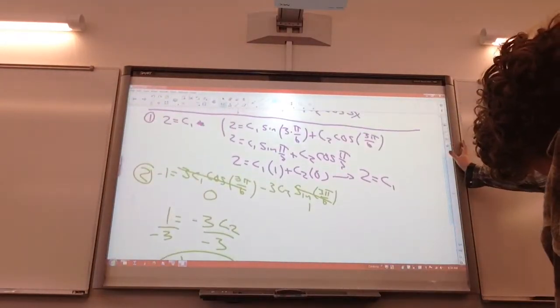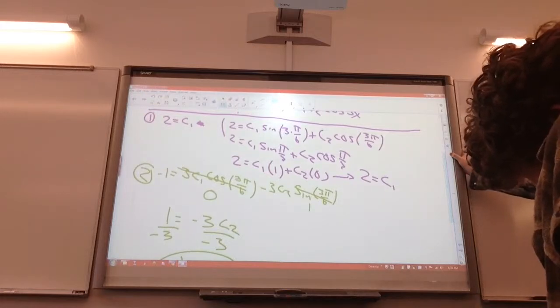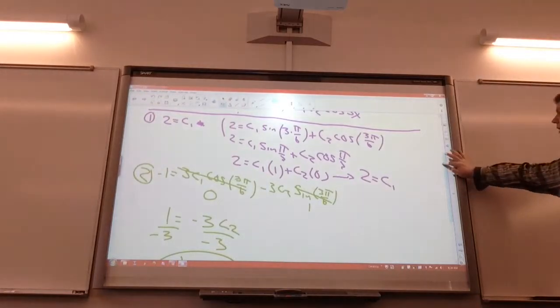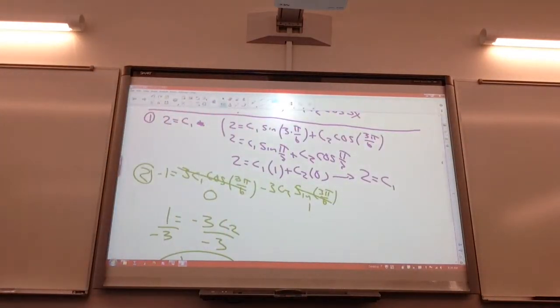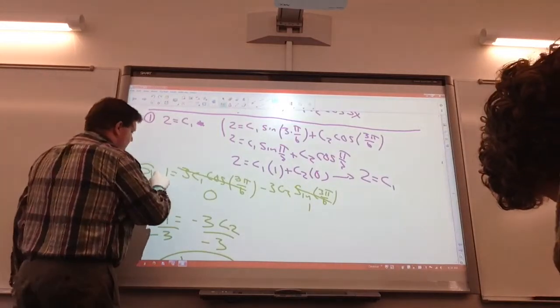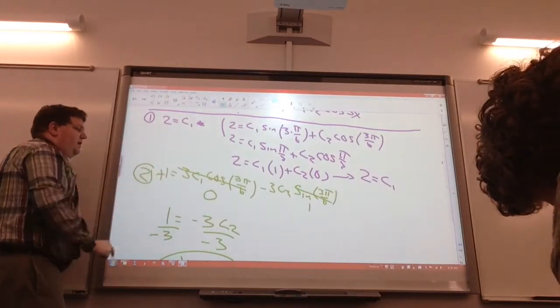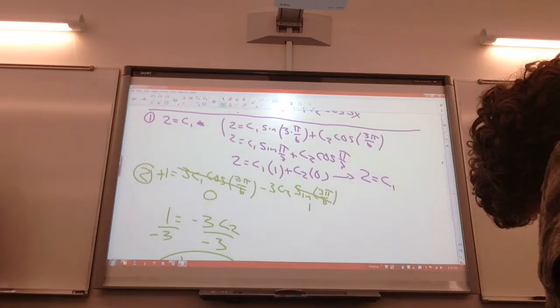Where'd you get the minus 1 over there? All the way on the left. Oh, I think I added a minus sign in it when there wasn't one. Yeah, it was this minus sign right here. It's supposed to be a plus 1. Okay, so that was my bad.